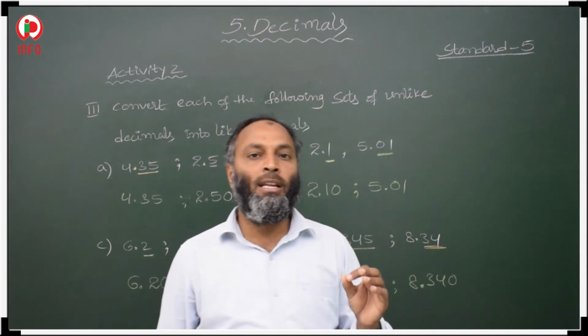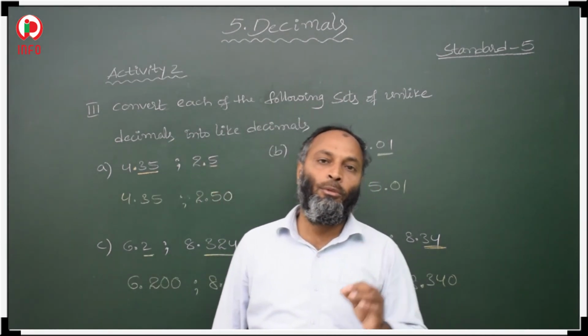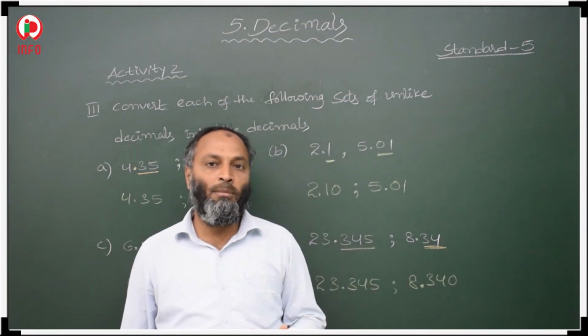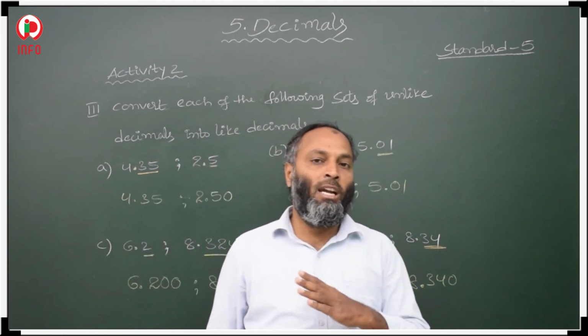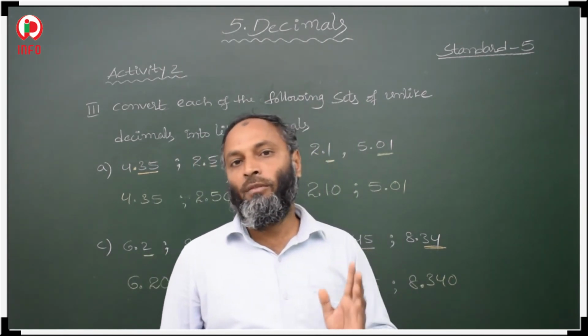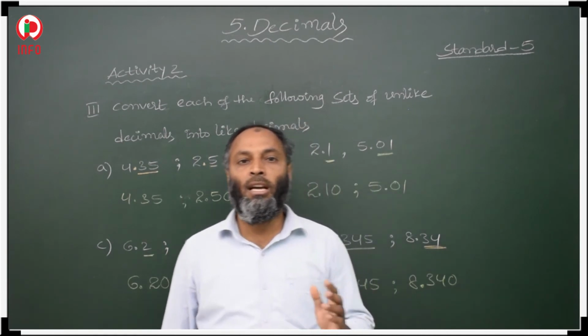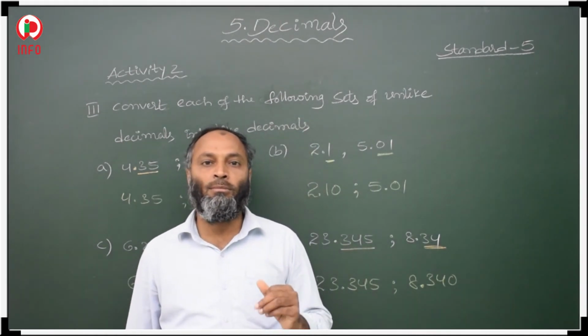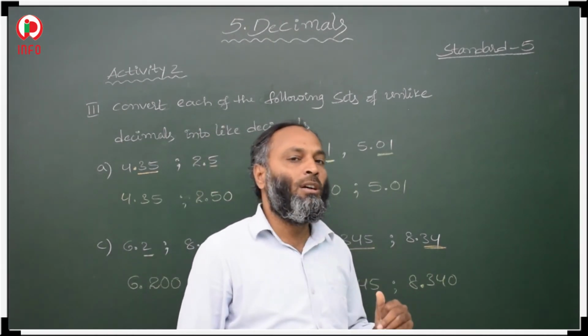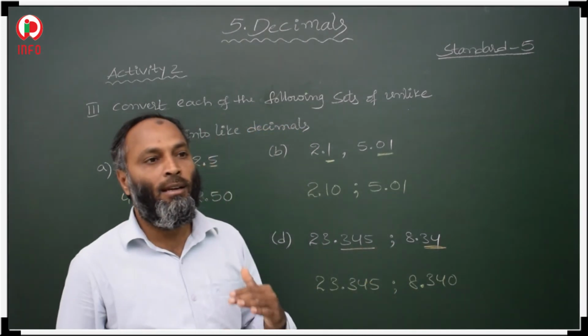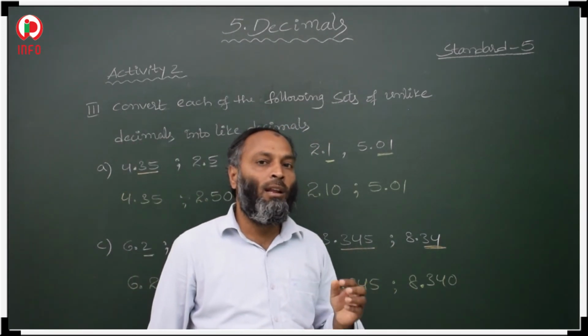So if unlike decimals are there, then how many more places do we need? In that place we take that many zeros and make them equal. Then they convert into like decimals. This is the method to convert unlike decimals into like decimals.